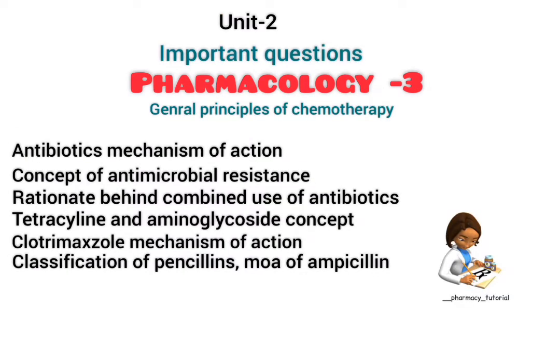So let us discuss now about Unit 2. In Unit 2 the antibiotics will come. The antibiotics mechanism of action and the concept of antimicrobial resistance, for 5 marks they ask in the examination. And tetracyclines and aminoglycosides are important, their mechanism of action and pharmacology they may ask in the exam.